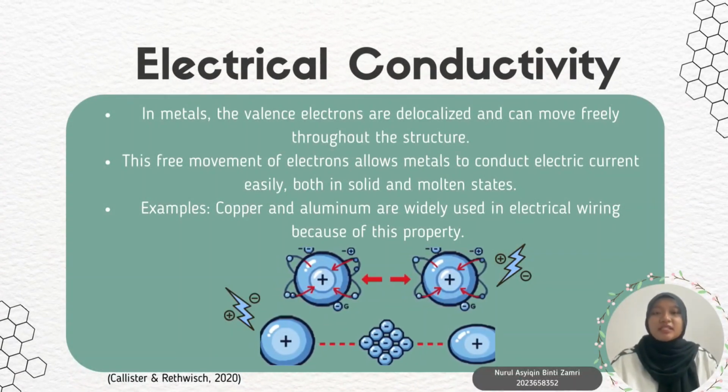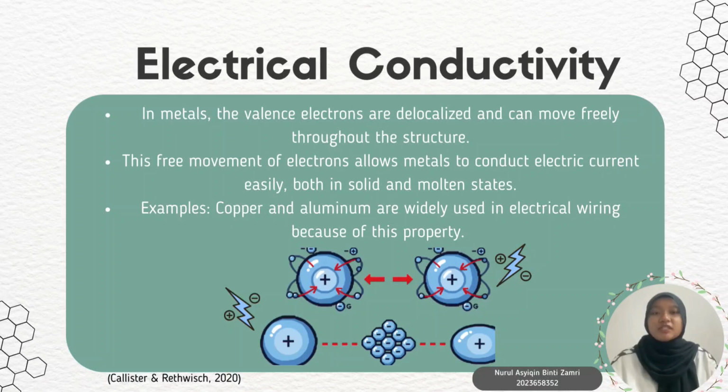In metals, the valence electrons are delocalized, which means they are not fixed to one specific atom. Instead, these electrons are free to move throughout the metallic structure. When an electric potential is applied, these free-moving electrons can flow easily, allowing metals to conduct electric current efficiently. This is why metals are good conductors of electricity in both solid and molten state.